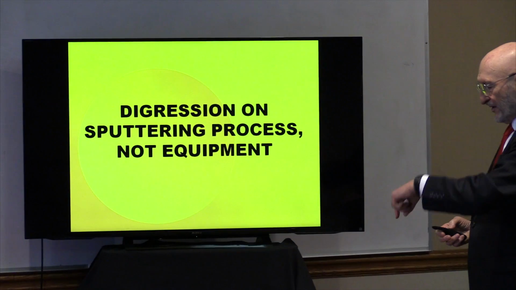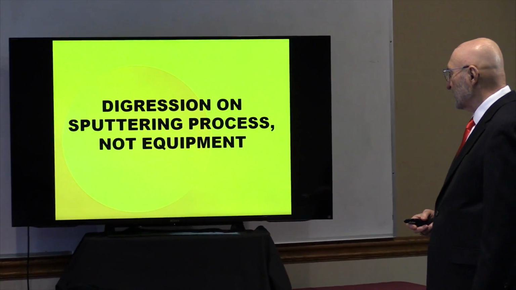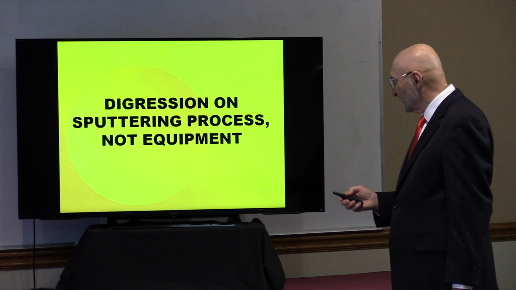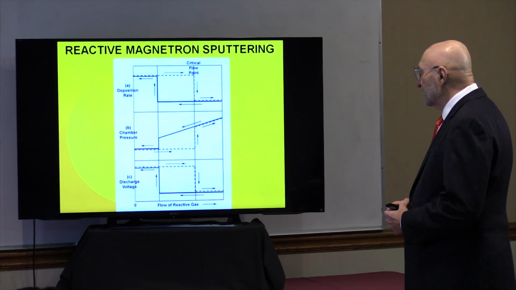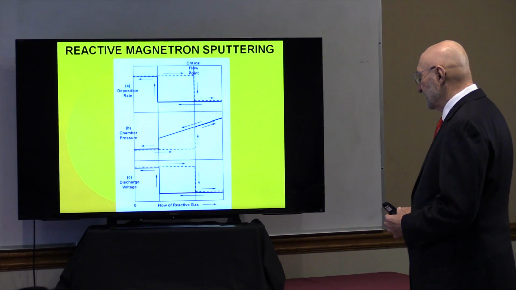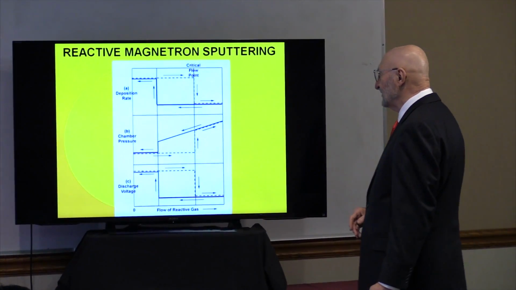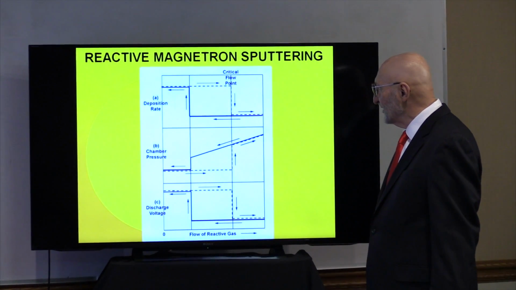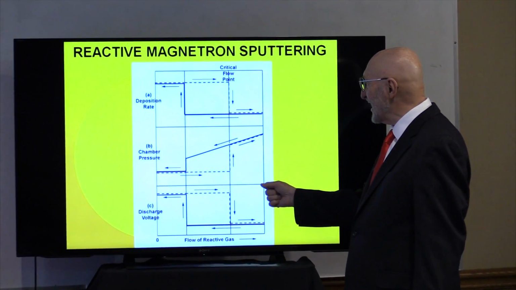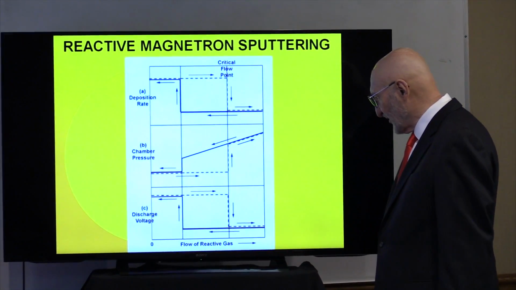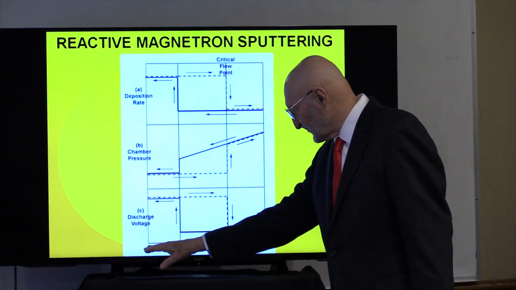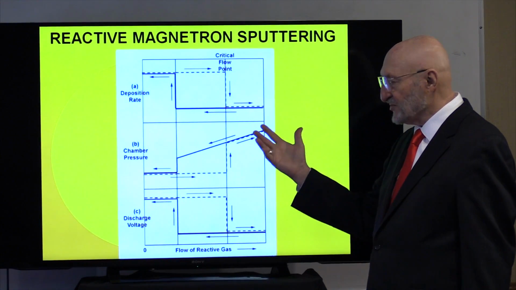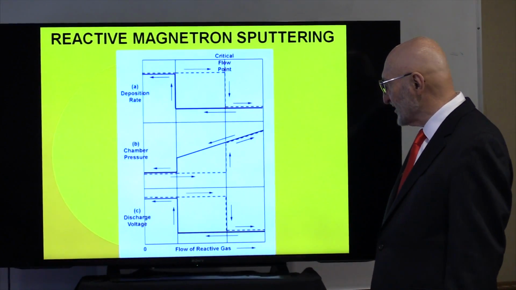So let me digress here to talk about process, not equipment. This is a schematic. The real world curves wouldn't be quite this square, but this is the behavior of reactive magnetron sputtering, where all of these are as a function of gas flow, like oxygen gas sputtering aluminum to make aluminum oxide.